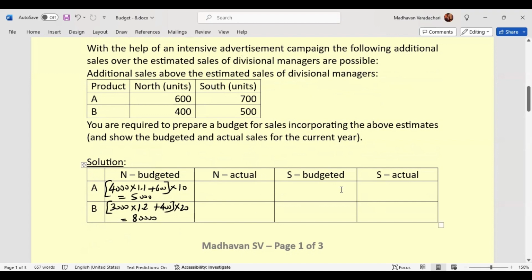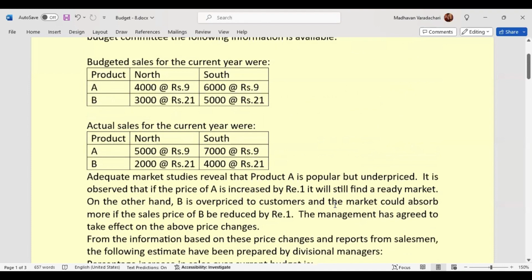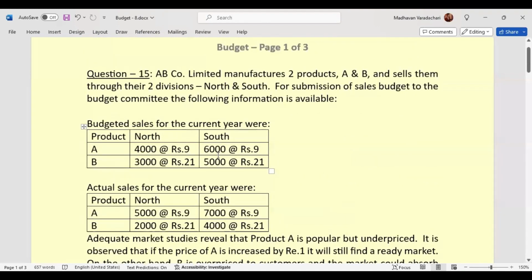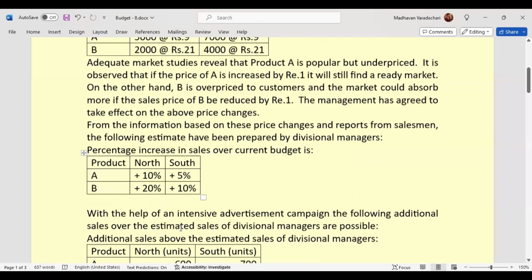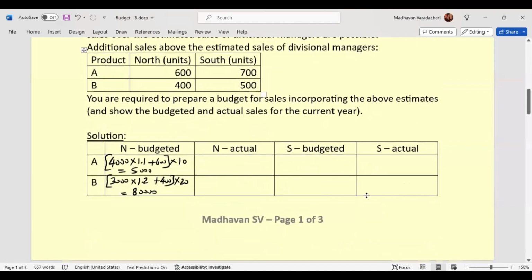Now for South, we may notice 6,000, and then there is a 5% increase expected, and 700 additional quantity can be sold. 5% increase, 1.05, plus additionally 700 can be sold. This entire thing can be sold at a selling price of 10 rupees. So if we calculate this, it works out to 70,000.